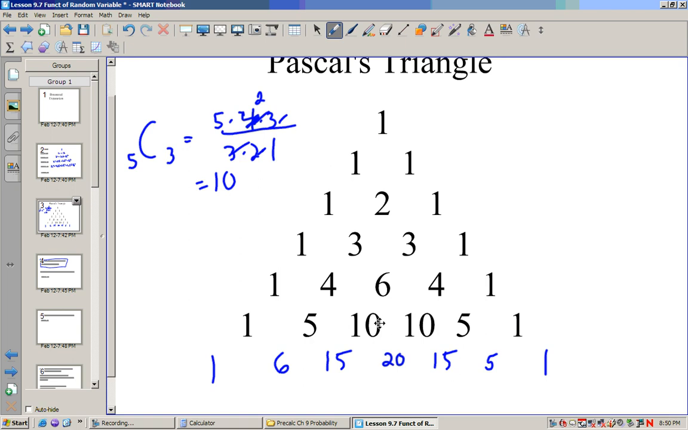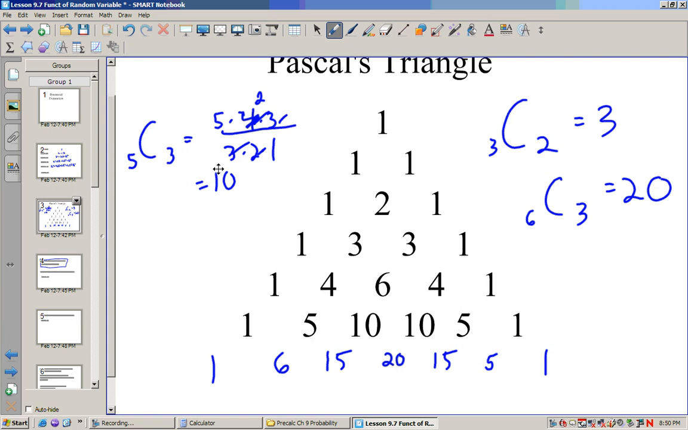Now, 5 choose 3 I can get by Pascal's triangle by saying this is 5 choose 0, 5 choose 1, 5 choose 2, 5 choose 3. That's 10. 5 choose 4, 5 choose 5. So if I asked to do 3 choose 2, you'd go 3 choose 0, 3 choose 1, 3 choose 2. That's 3. 6 choose 3, 6 choose 0, 6 choose 1, 6 choose 2, 6 choose 3. That would be 20.